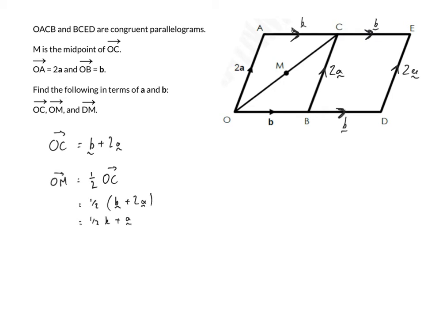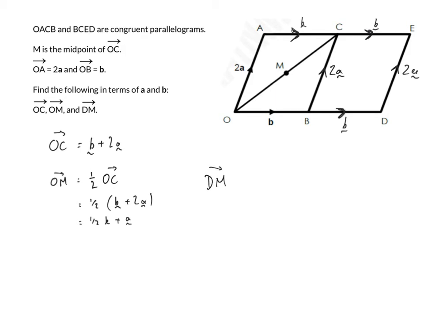Again, if we just roughly sketch what that looks like, O to M, a half of B, and if all of this is 2A's, a single A is going to be roughly that. So that's what that would look like, and that would take me from O to M. Now, the last one, DM. So to get from D to M.